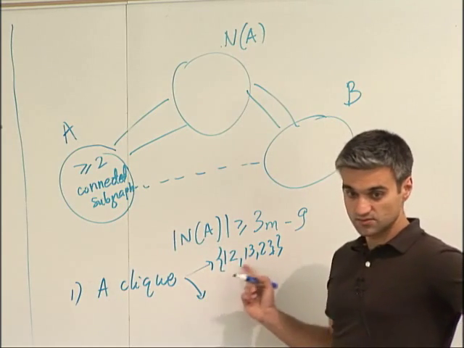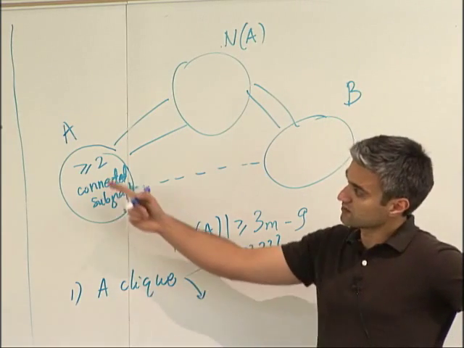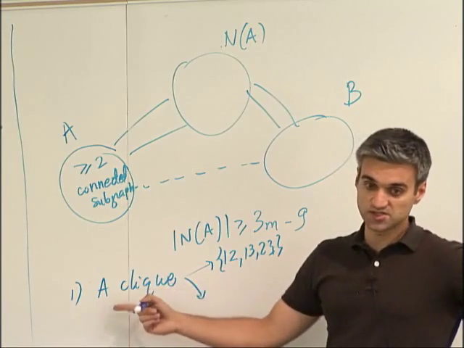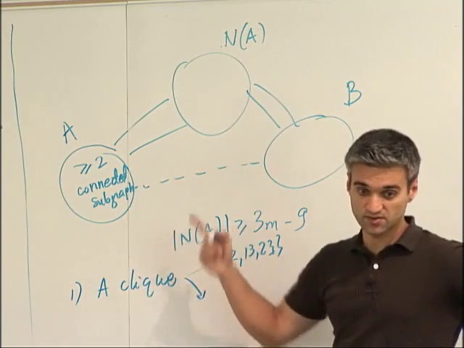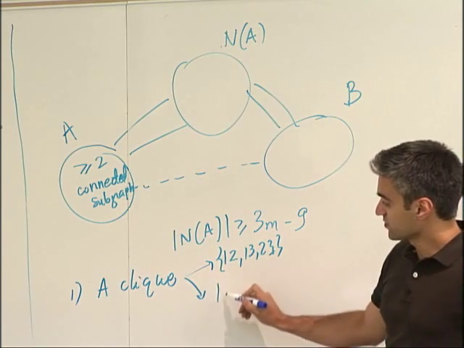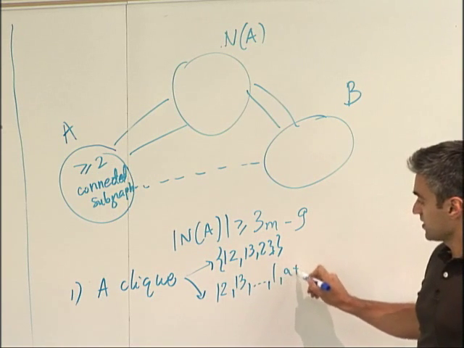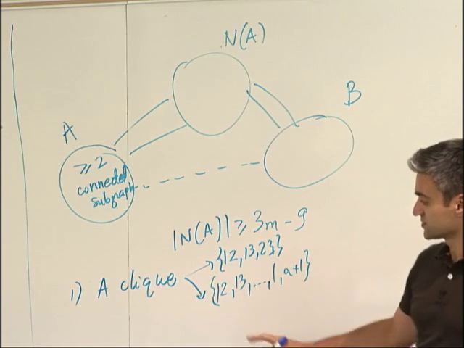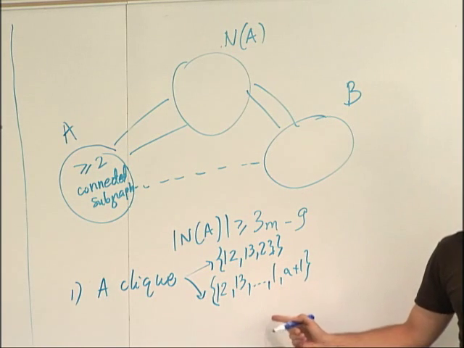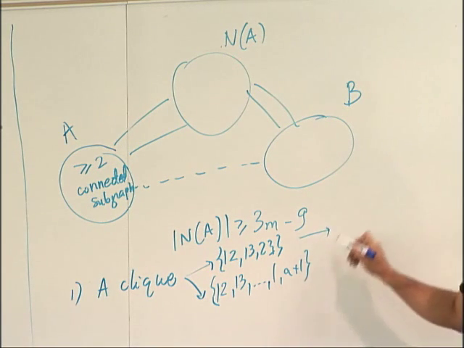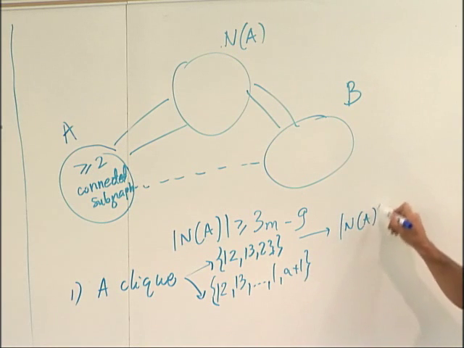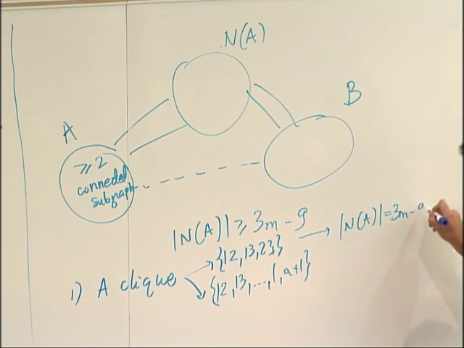That's one type of clique. Another clique would be if A is an edge, in which case you know exactly what the neighborhood is. And the other kind of clique will be of the form {1,2}, {1,3}, ..., {1, A plus 1}, where all the vertices share one endpoint. So in each case here, you know what the cardinality of NA is going to be. It's already done, 3m minus 9.